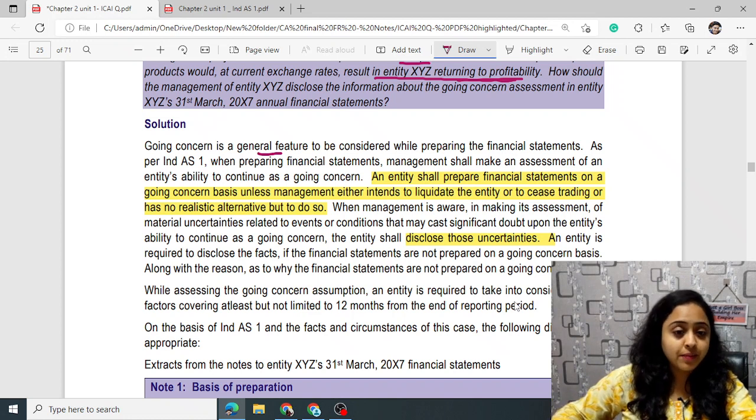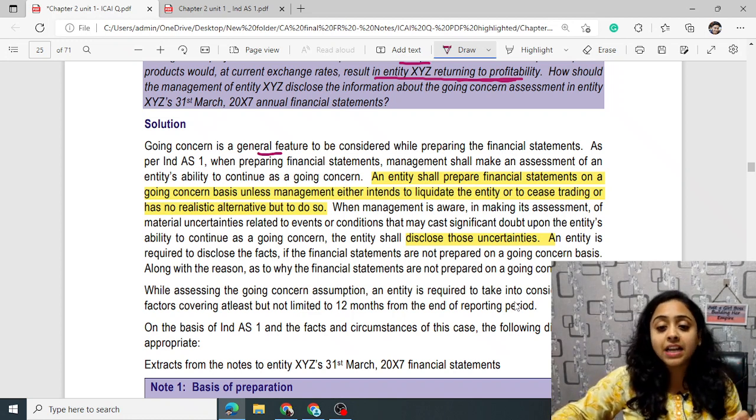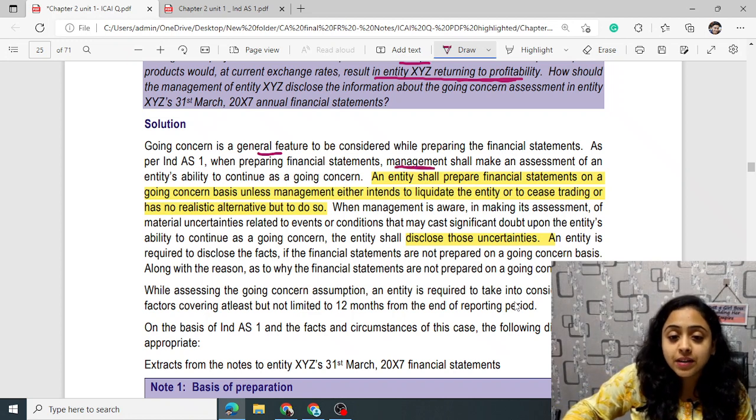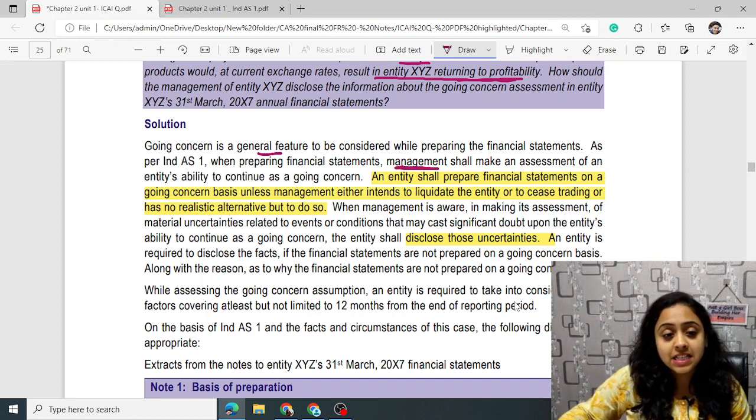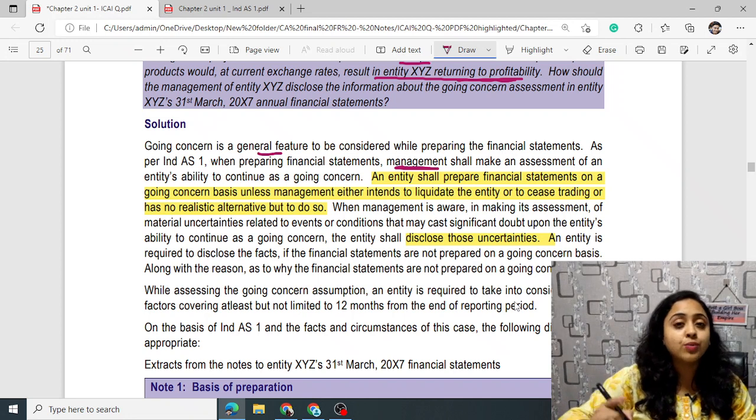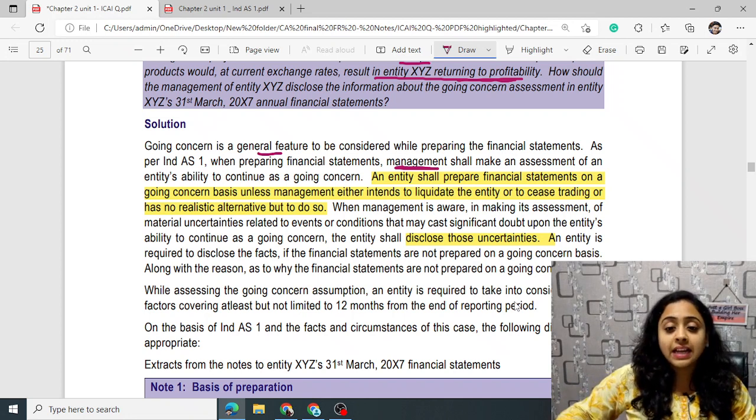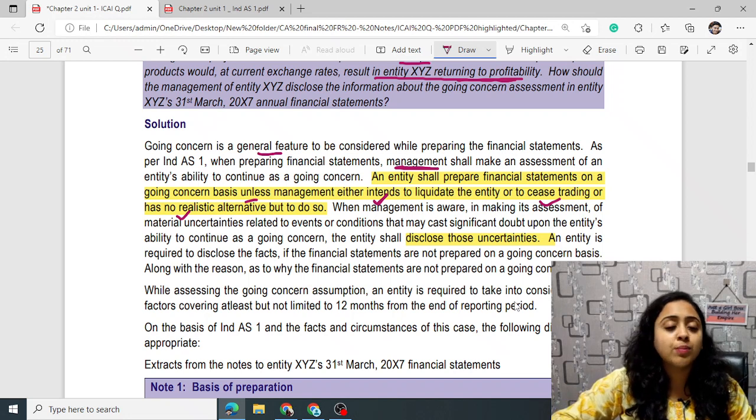As per Ind AS 1, when preparing financial statements, management shall make an assessment of the entity's ability to continue as a going concern. An entity shall prepare financial statements on a going concern basis unless the management either has intentions to liquidate, or the entity ceases trading, or there is no realistic alternative but to liquidate. There are no other possible chances other than liquidating the entity.